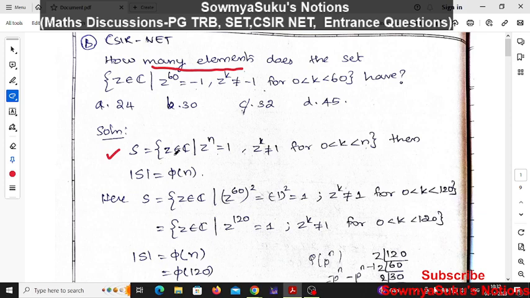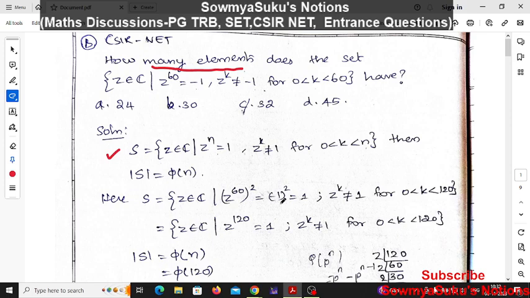Set S is equal to {z belongs to C : z^n = 1, z^k ≠ 1 for 0 < k < n}, then the cardinality of S is equal to phi of n. So we can relate this with this question. So z belongs to C. Here z^n = 1 we need to get. So here it is -1, so make this as 1.